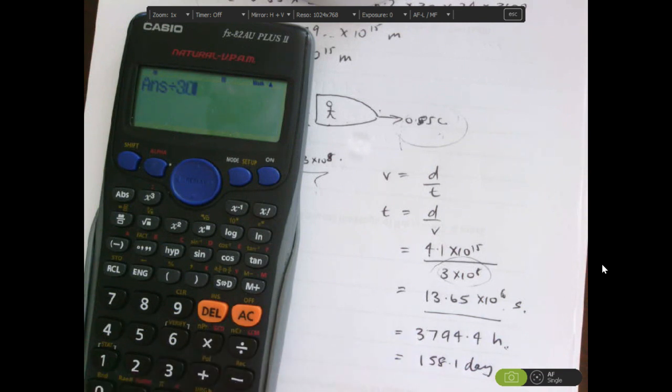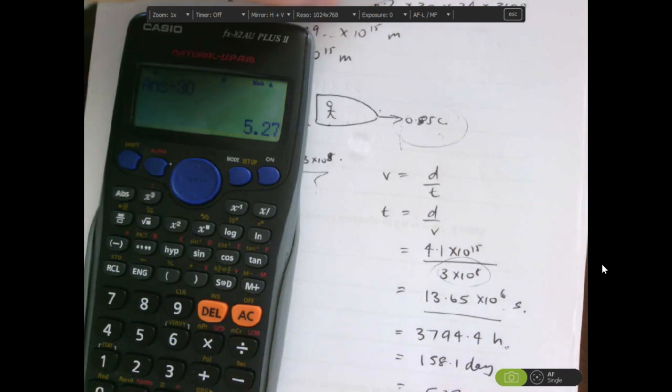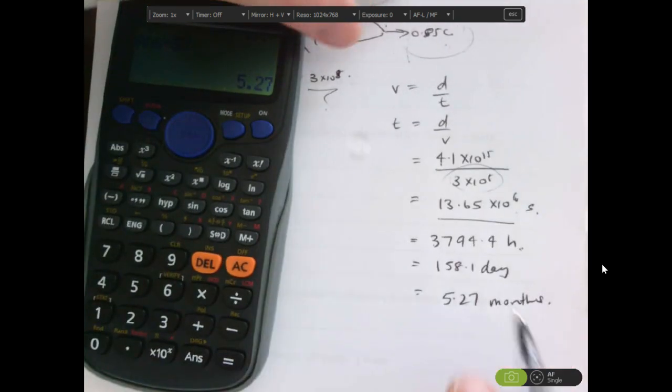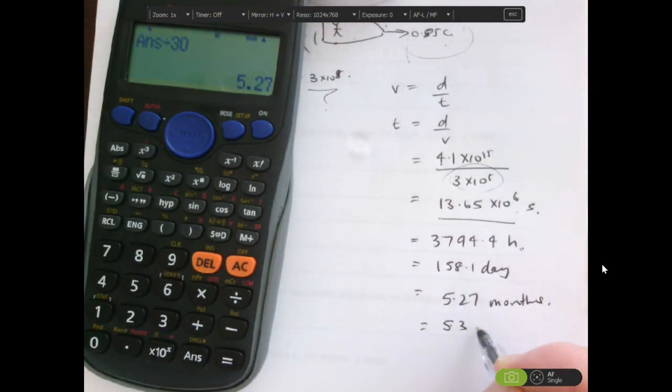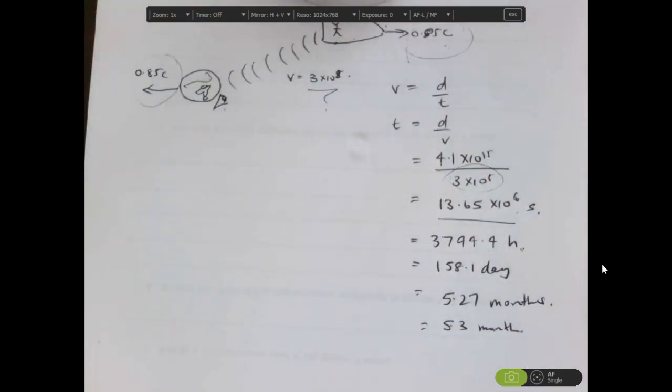And dividing it by 30 is going to equal 5.27 months. So it's 5.3 months for the distress signal to reach back to Earth.